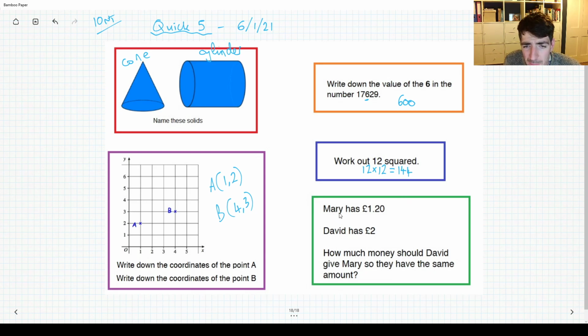And this problem about Mary and David's money. How much money should David give Mary so that they have the same amount? Well, the difference is 80 pence, so if David gives half that difference, 40 pence to Mary, they'll both have £1.60. So the answer is 40 pence should be given and received. Okay.